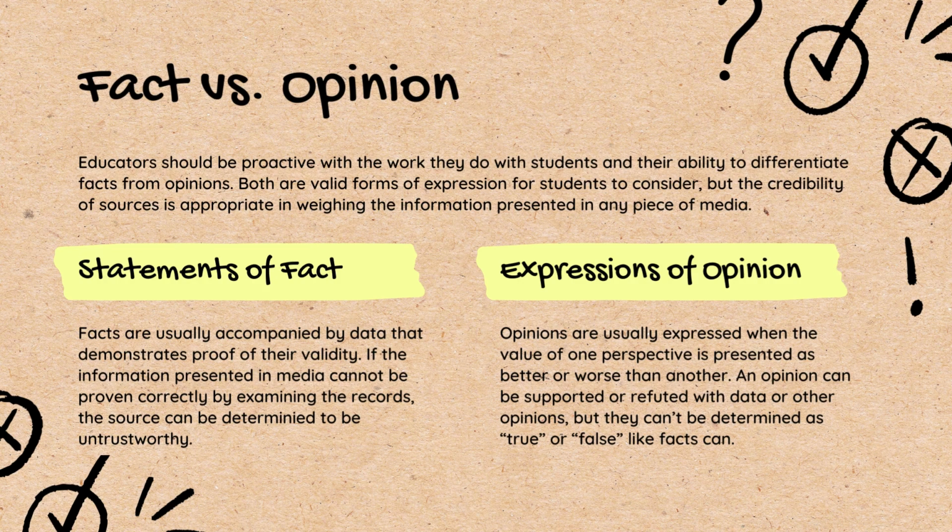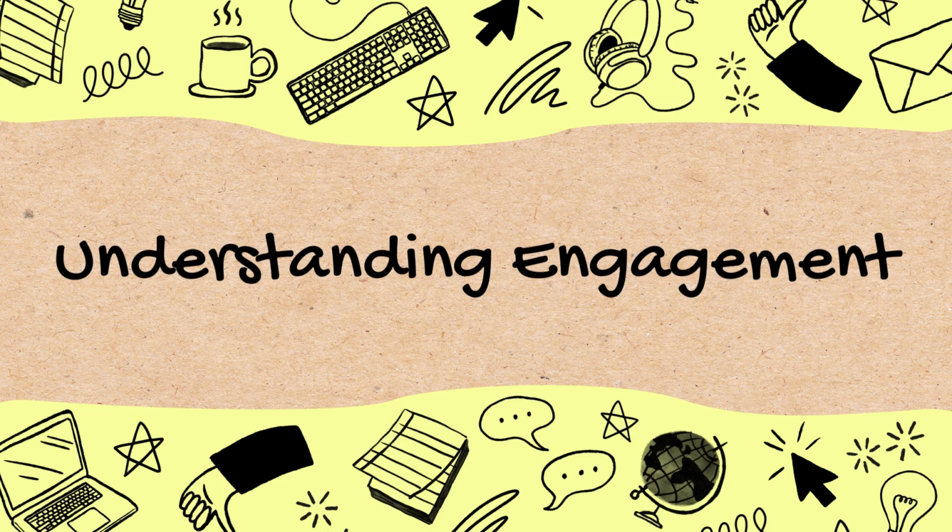Facts are usually accompanied by data that demonstrates proof of their validity. If the information presented in media cannot be proven correct by examining the records, the source can be determined to be untrustworthy. Opinions are usually expressed when the value of one perspective is presented as better or worse than another. An opinion can be supported or refuted with data or other opinions, but they can't be determined as true or false like facts can. Understanding engagement.